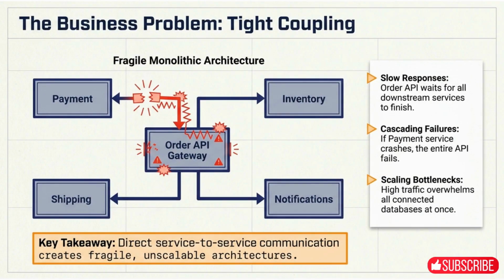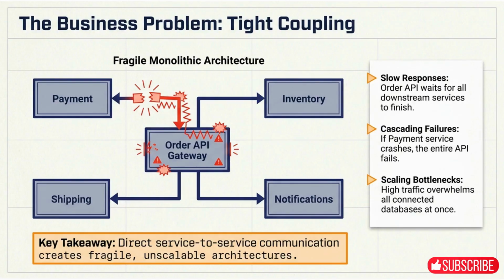Let us begin with the real problem: tight coupling. In this architecture, the Order API directly calls payment, inventory, shipping, and notification services. The customer request remains open while every downstream operation finishes.